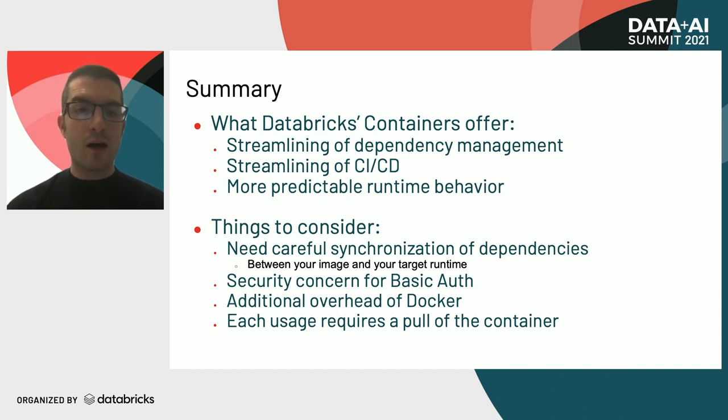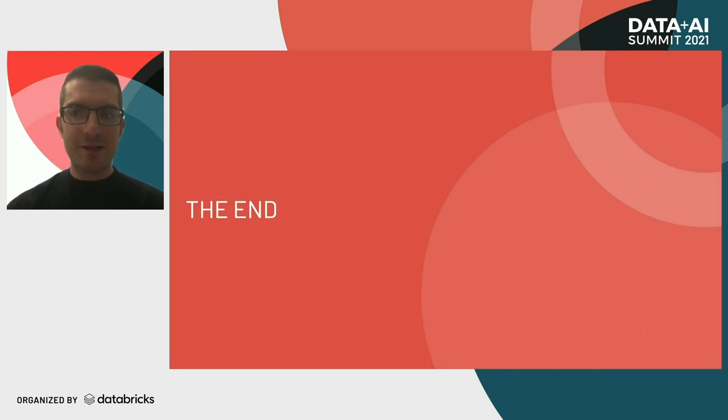So all of this has been really wonderful, and it's impressive that we're able to do this kind of containerization with Databricks. But it is worth considering that there are still potentially going to be dependency synchronization issues. You could have basic auth security concerns if you're using GHCR or something besides the recommended approaches. There's overhead with Docker and the image sizes. So all of these are things you should keep in mind. But I think this is a worthwhile approach to running your production pipelines. So that's our presentation. Thank you very much.